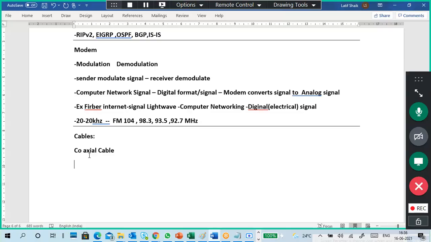Okay. Next is twisted pair cables. Two types of twisted pairs are there: UTP and STP, unshielded twisted pair cable and shielded twisted pair cable. Okay, I will come to that again, because I want to spend more time on twisted pair cable.